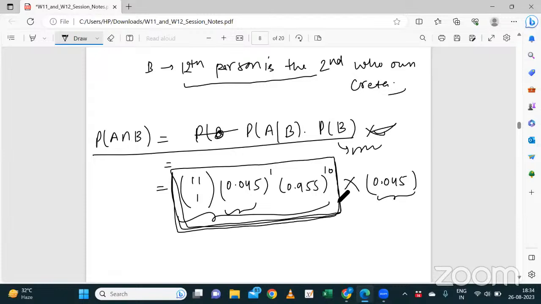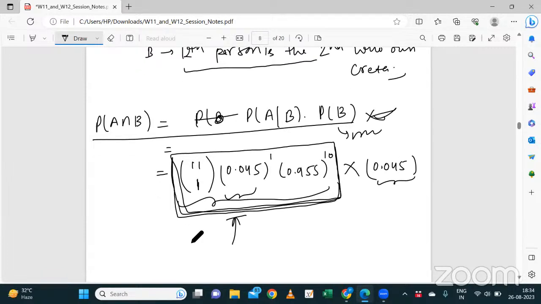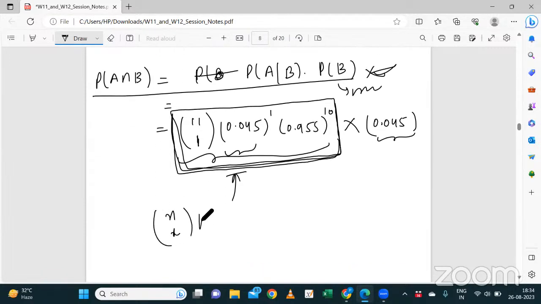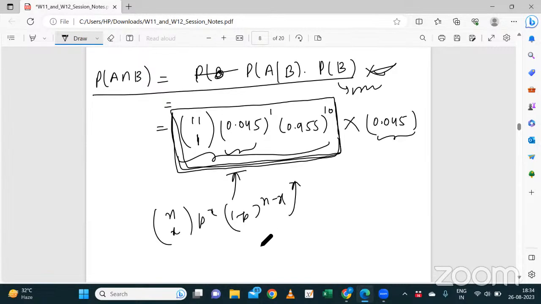Okay. So I'm saying out of 11, it's nothing but binomial that we have used, right? It says out of 11 people, one person has owned the Creta. So it's nothing but n choose x, p raised to the power x, (1 minus p) raised to the power n minus x. For one person only, it's 11C1 times 0.0451, and I'm saying one person owned the Creta, which means the remaining 10 did not own the Creta, correct?